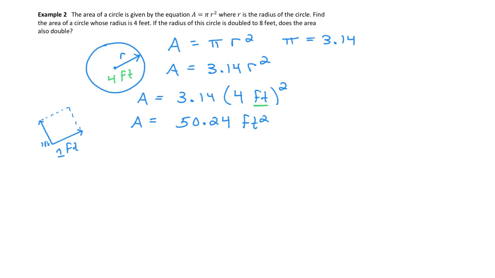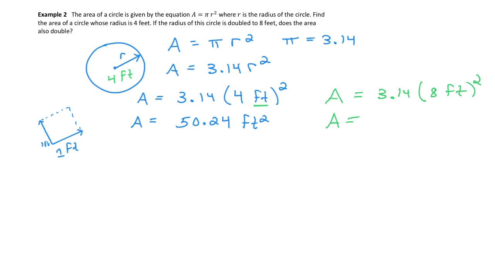Now the second part of this question says, we started with a radius of 4 feet, but let's say we were to double it to 8 feet. Does the area of the circle also double? To analyze this, we can go back to the same formula, and we'll do the math again, but instead of 4 feet, I'll put the number 8 in, and then we'll compare the two answers side by side. So if we're checking 8 feet, it'll be 3.14 times 8 feet squared.